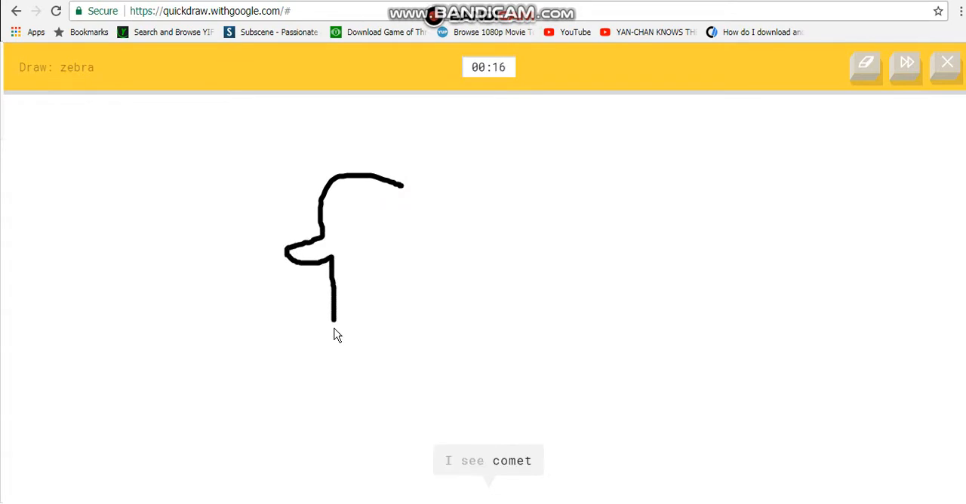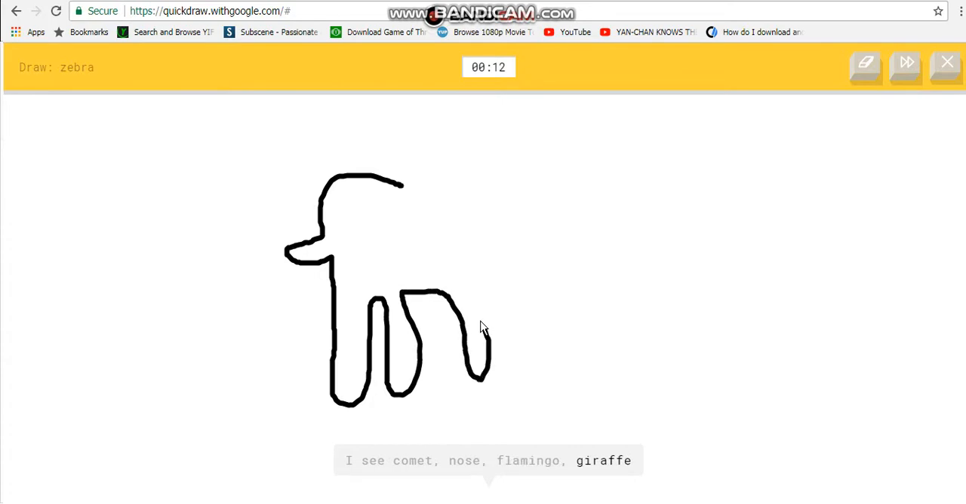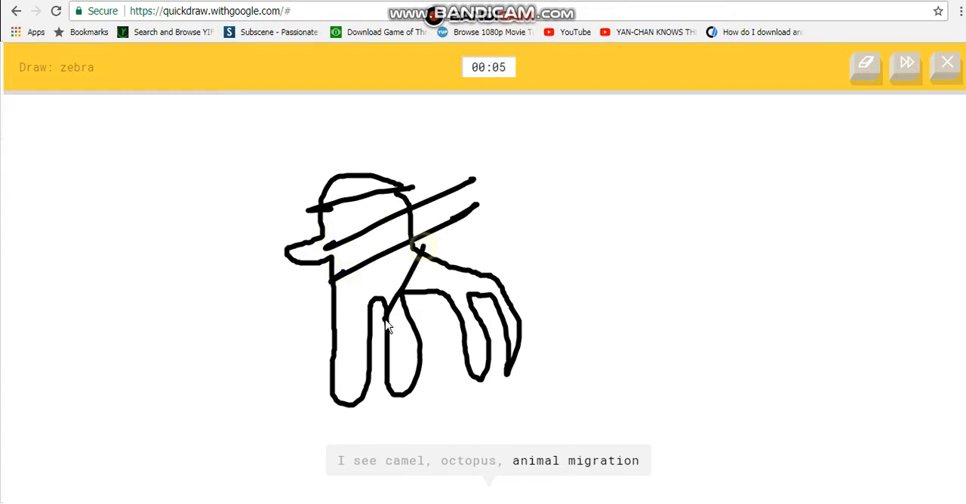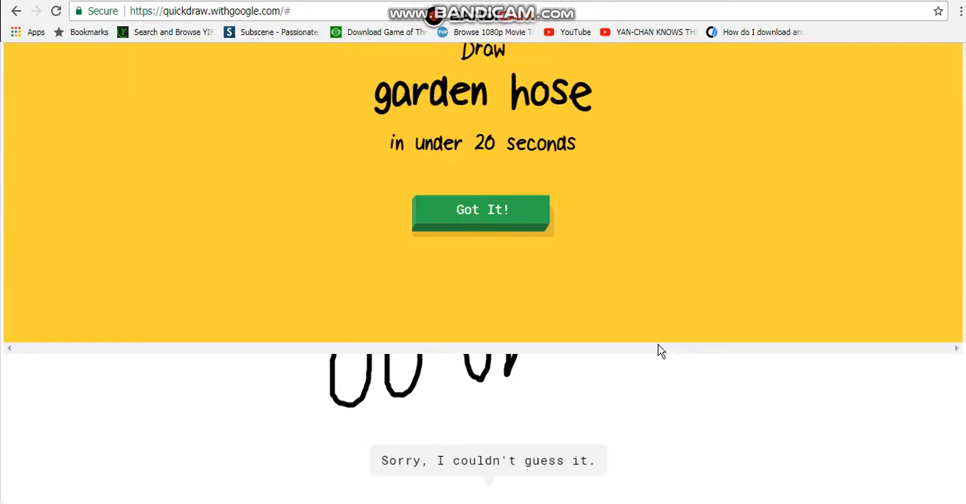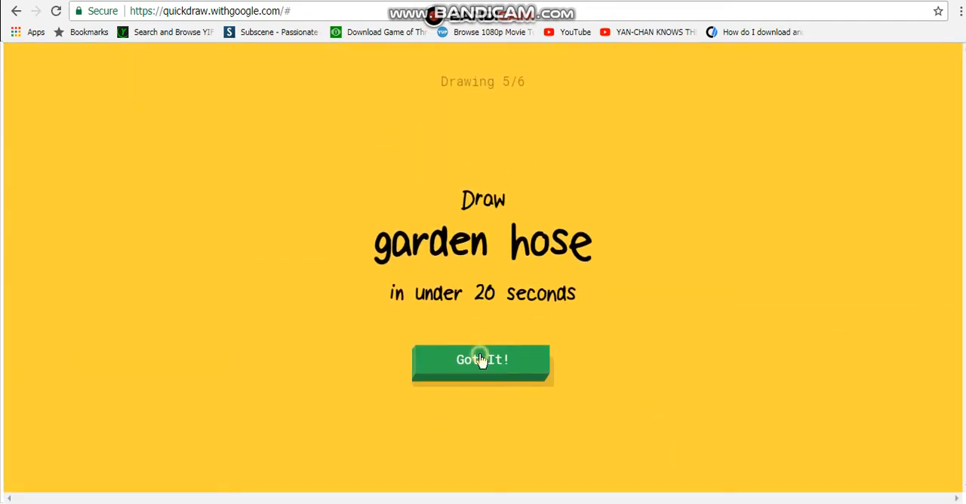I see comet, or nose, or flamingo, or giraffe, or music note. I see camel, or octopus, or animal migration, or seahorse. I see camouflage. Or bear. Or dragon. Sorry, I couldn't guess it.